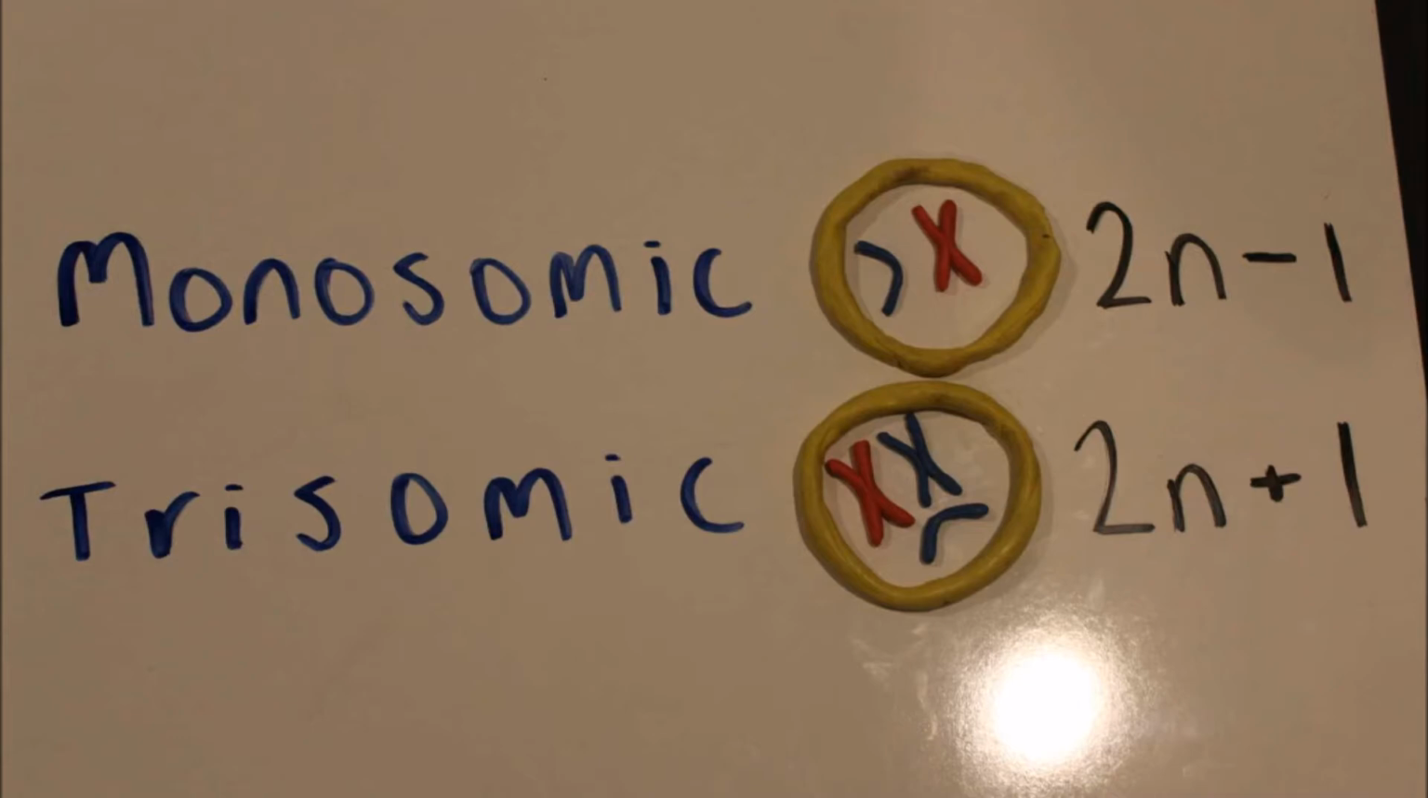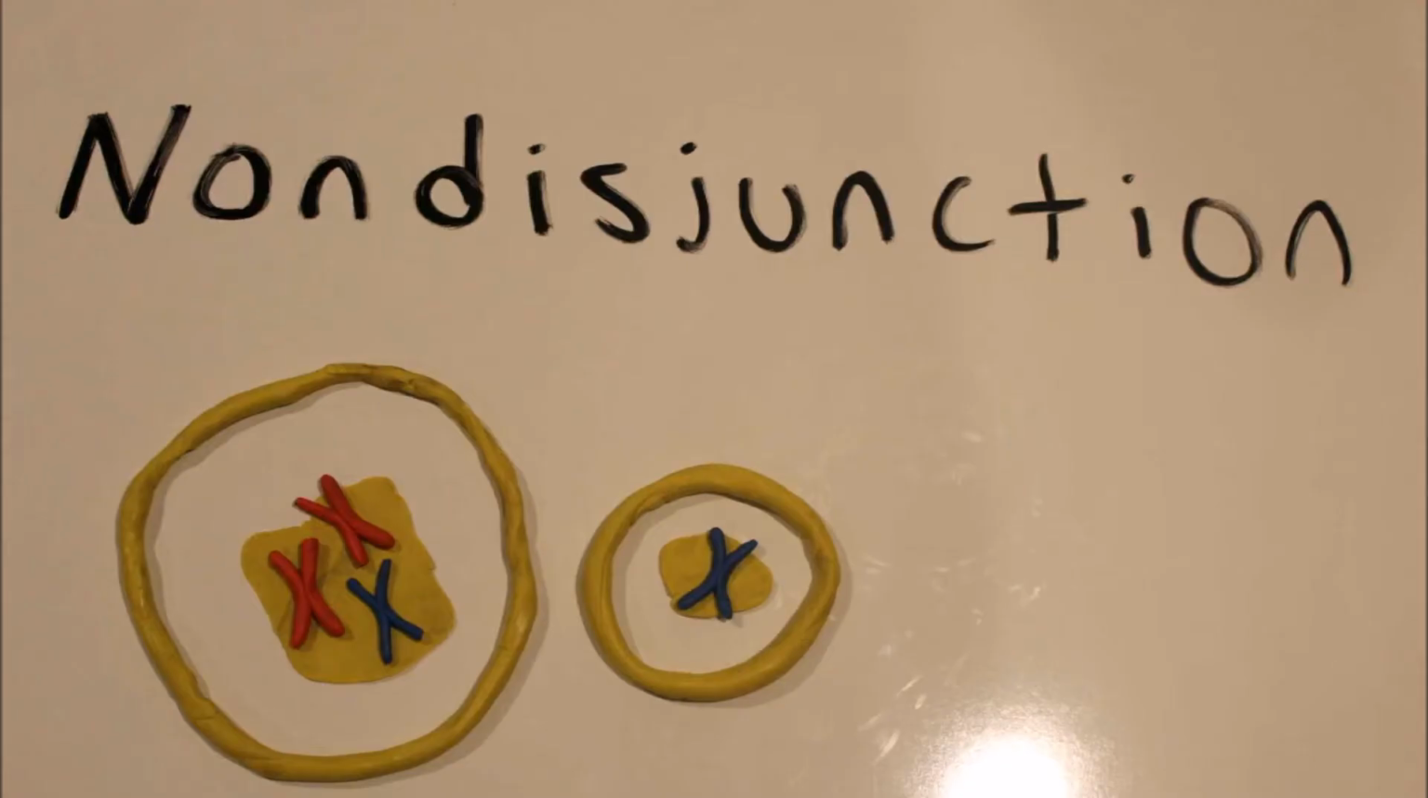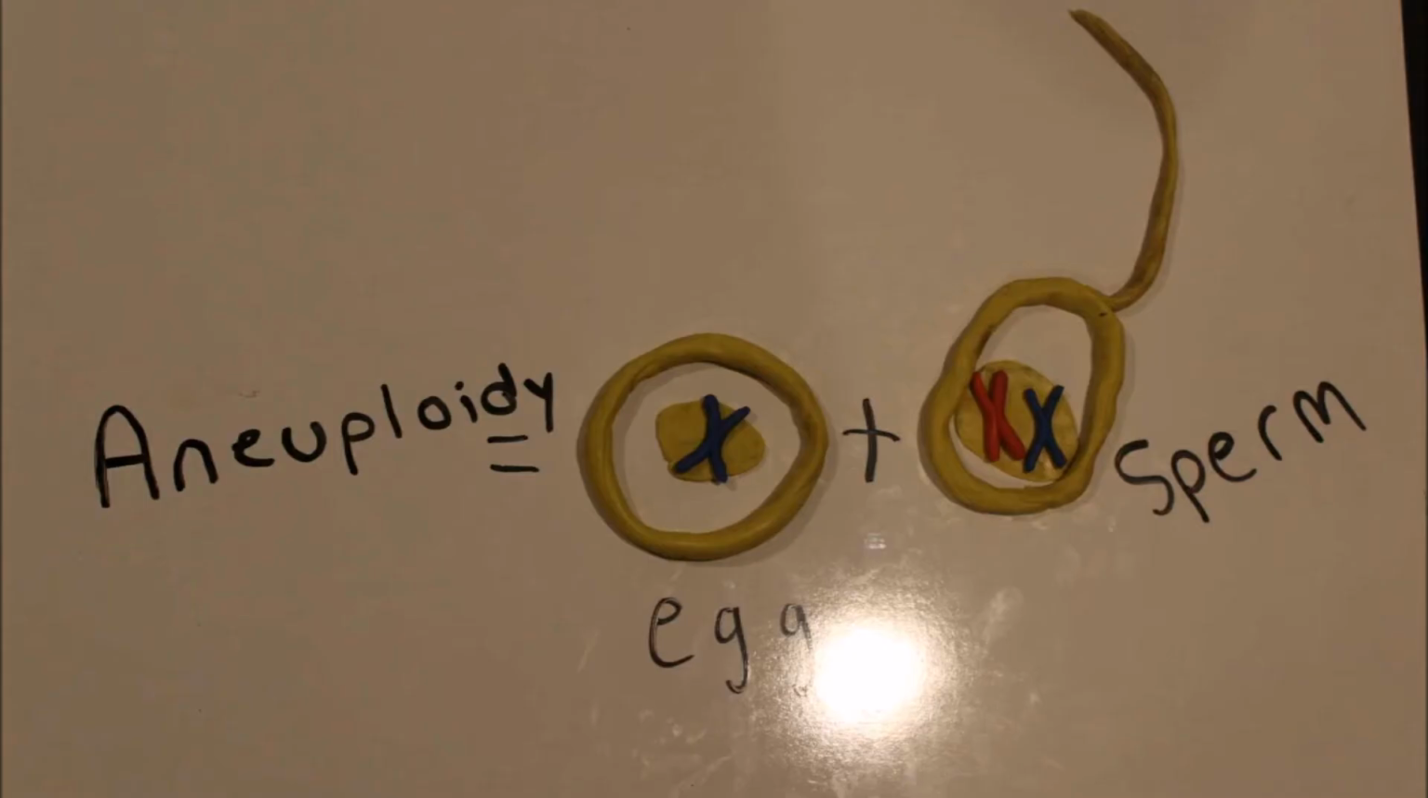In non-disjunction, the pairs of homologous chromosomes do not separate correctly during meiosis. As a result, one gamete receives 2 of the same type of chromosome, while another doesn't receive a copy. Aneuploidy is when an offspring has an abnormal number of a particular chromosome. Aneuploidy results from the fertilization of gametes in which non-disjunction occurred.